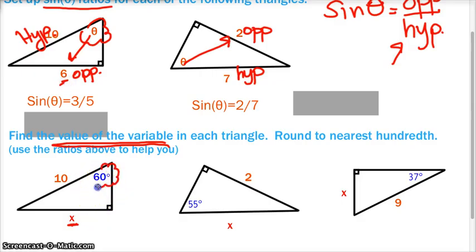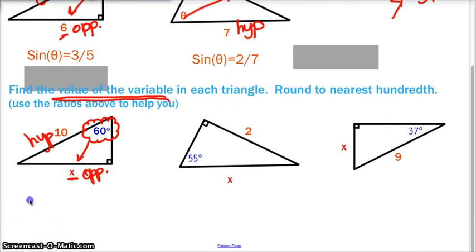Please notice as well that the theta here is a degree symbol. We have the x is the opposite. We have the 10 is the hypotenuse. So the fraction that I'm going to set up is the sine. I told you that theta was important. Here our theta is going to be 60 because we were given a number. The value that is opposite goes on top of the fraction. The value that is the hypotenuse goes on the bottom of the fraction.